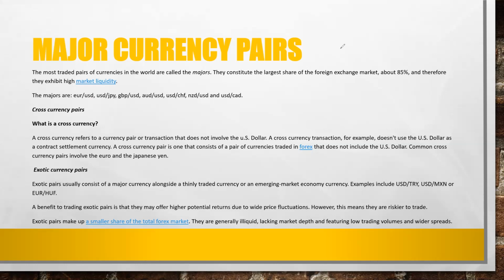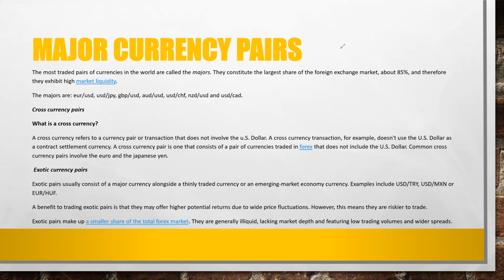For your homework, I would want you to go and find out about cross-currency pairs. I want you to bring me a list of yen cross pairs, pound cross pairs, and euro cross pairs.